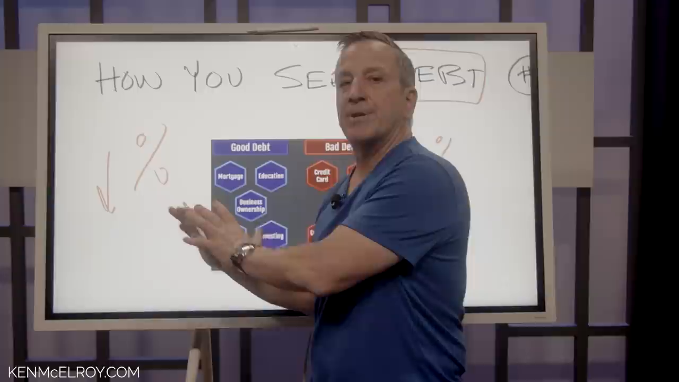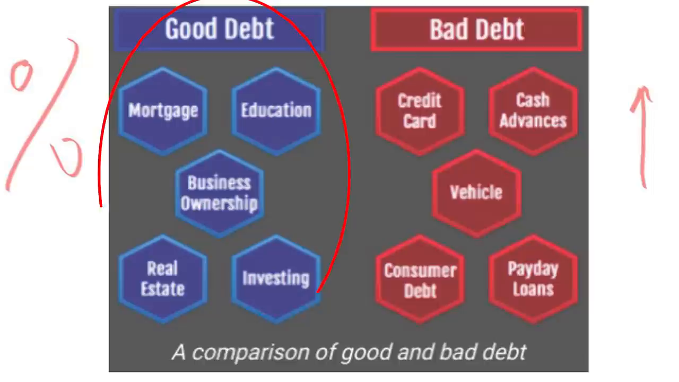On the good debt side, these are mortgages that could be used for rentals, as an example. If you put a renter in there, then the renter pays down your mortgage. I put education on the side of good debt because I do believe that it could pay off for you over time. Business ownership, real estate, investing, those are all things that you could be using debt for.